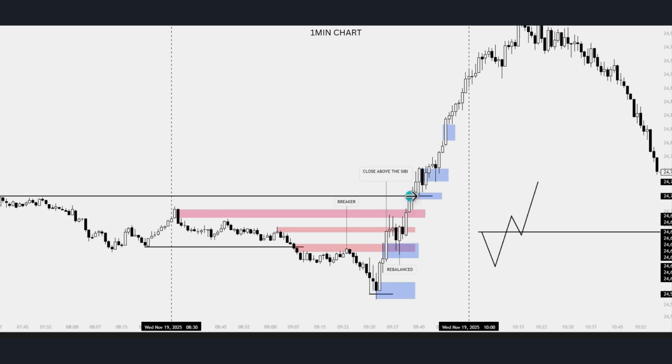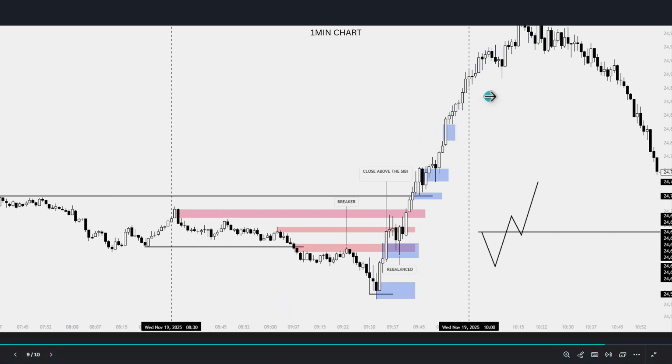So you can see the candle that comes inside this FVG, we also consider this as a PD array. Price doesn't close below this range, so we know we are bullish. Price starts moving upward, and the market maker buy model is complete.